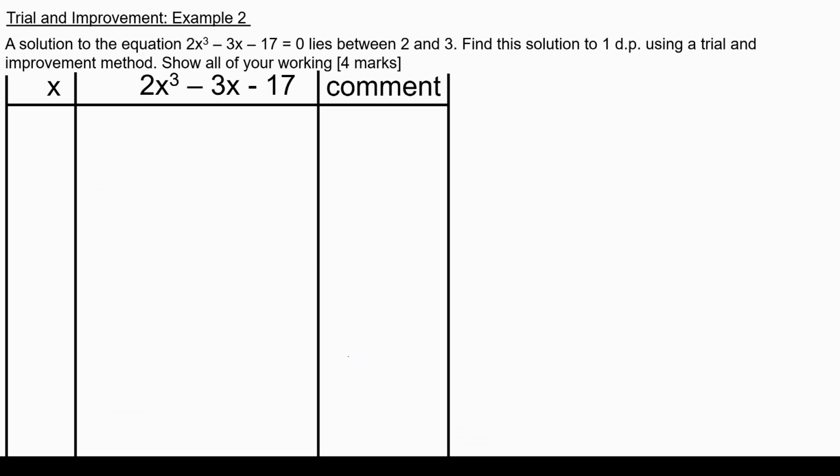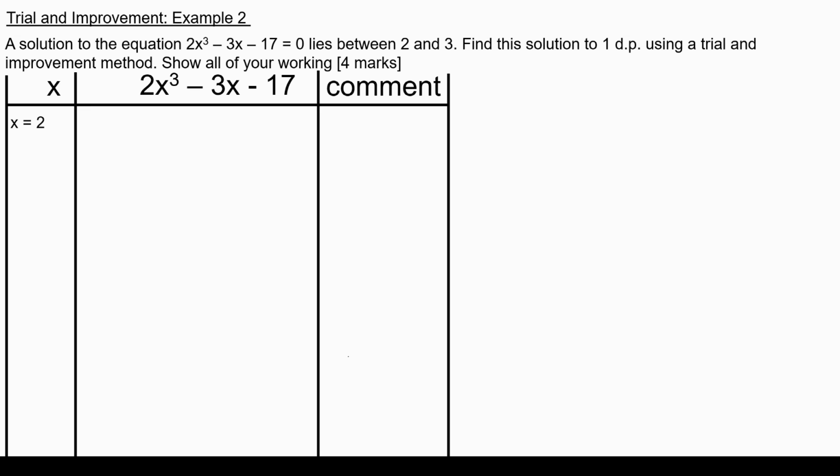Here's another example. A solution to the equation 2x cubed minus 3x minus 17 equals 0 lies between 2 and 3. Find the solution to 1 decimal place by trial and improvement. It's exactly the same method. We know the solution lies between x equals 2 and x equals 3. So I'm going to substitute in x equals 2.